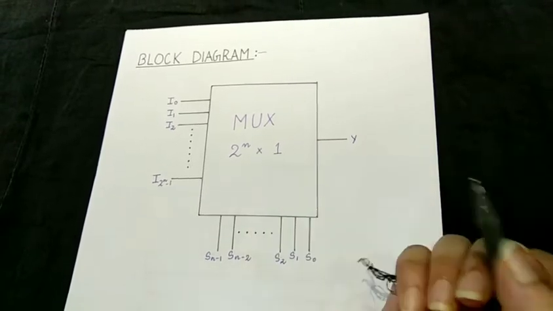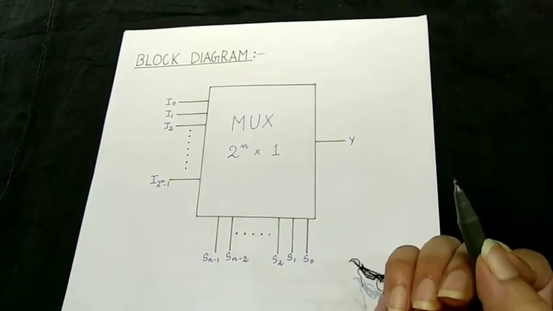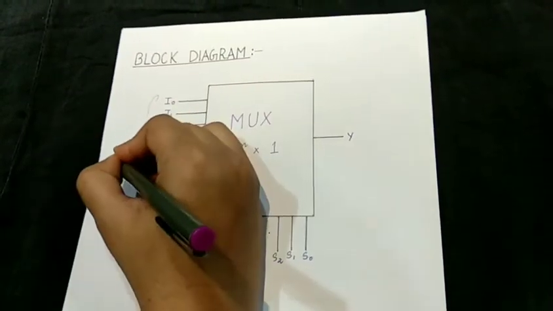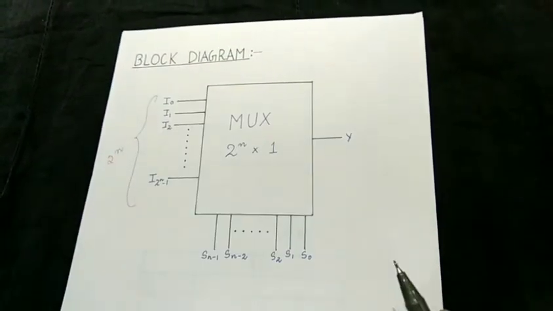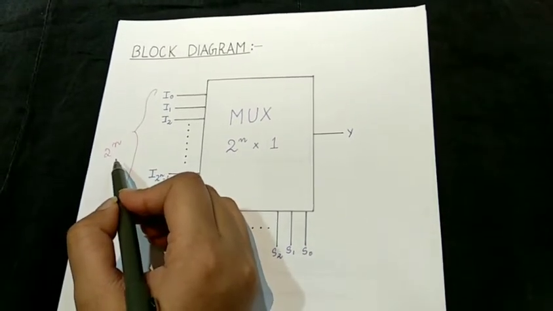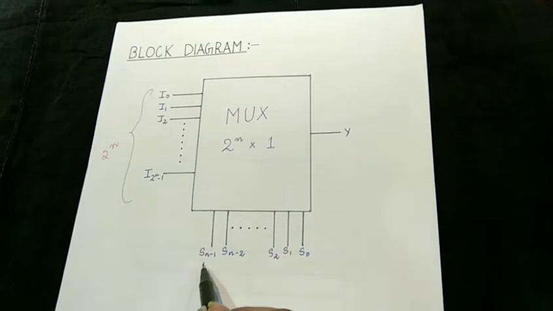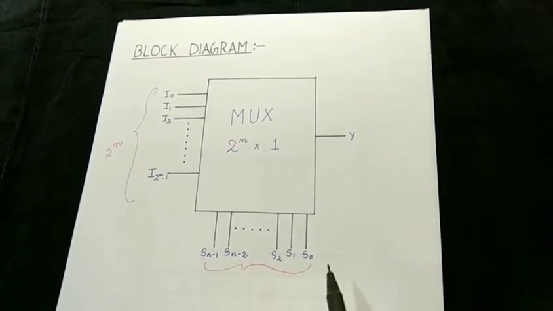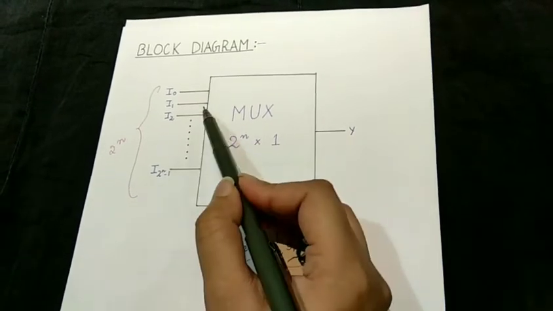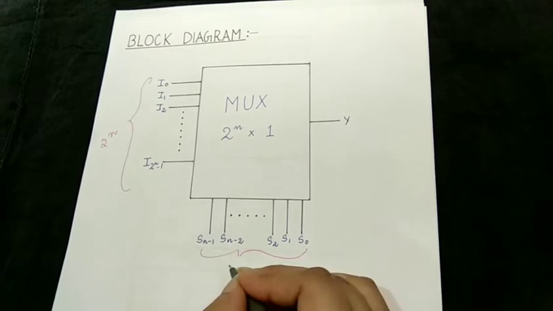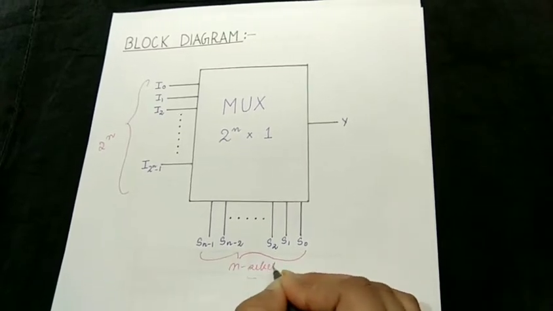So this is the block diagram of a multiplexer. So in general, there are 2 raised to the power n input lines. Why 2 raised to the power n? I'll explain it shortly. And these are the select lines. Now, selection of a particular input line is controlled by the select lines. And there are total n select lines.